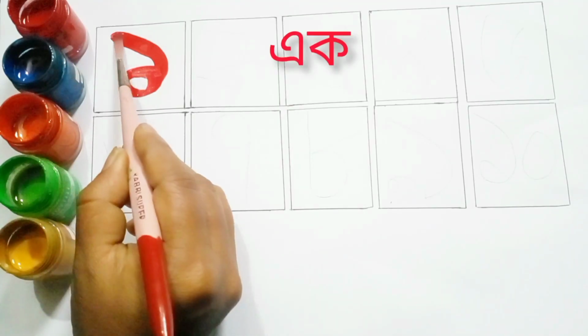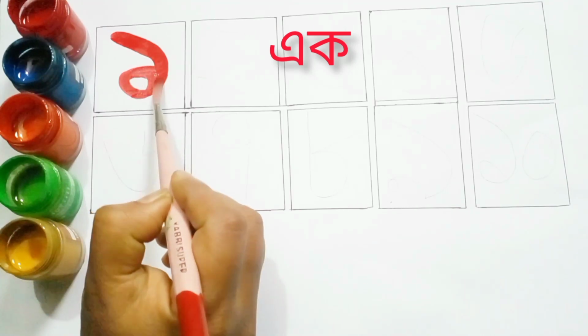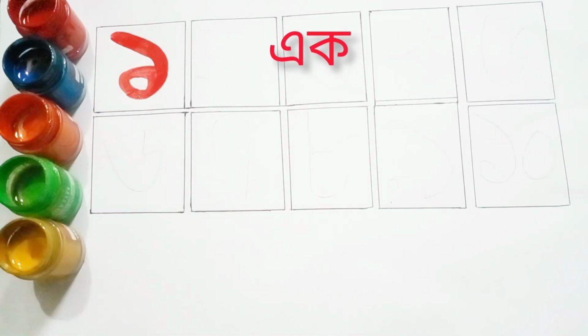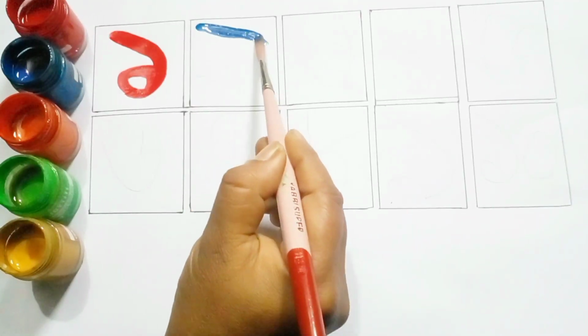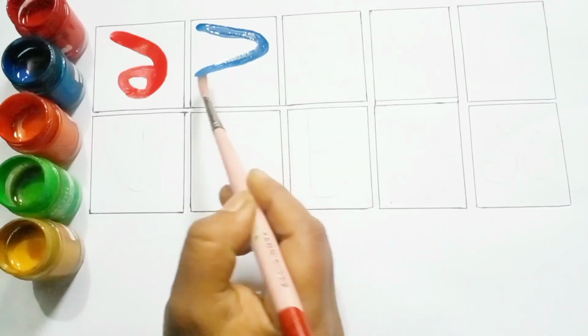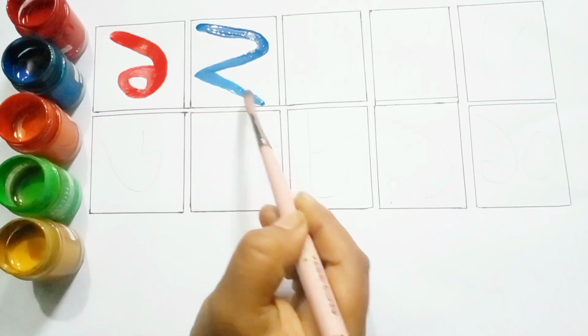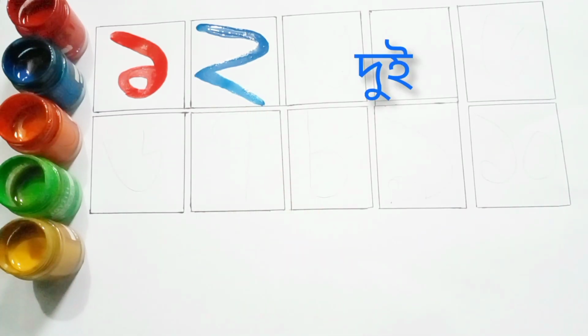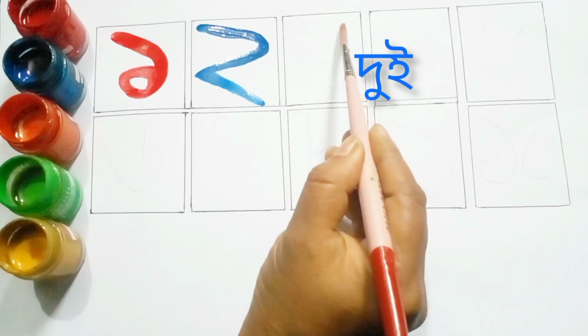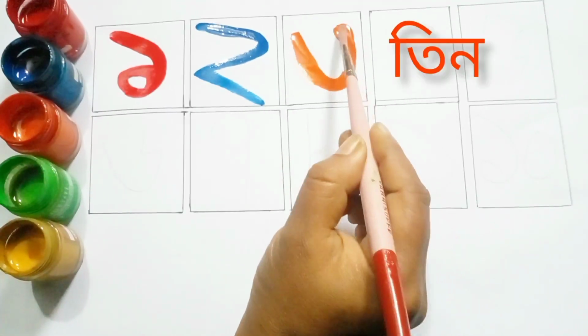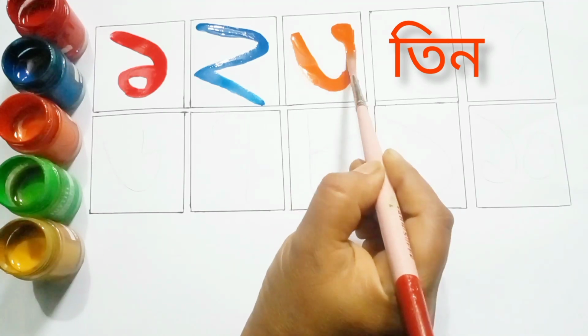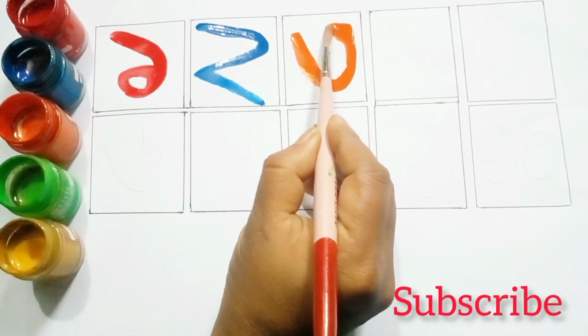Red color, egg, red color, lal rong, dui, blue color, nil rong, tin, orange color, komola rong.